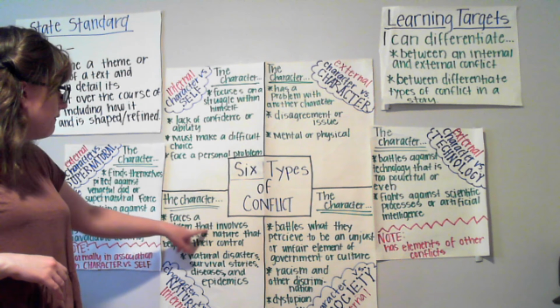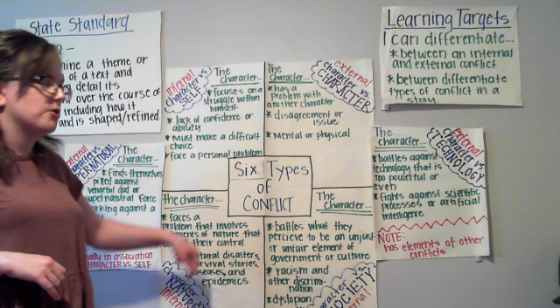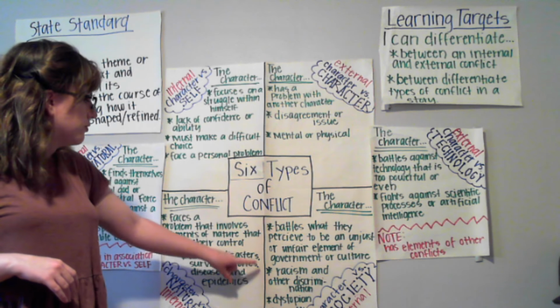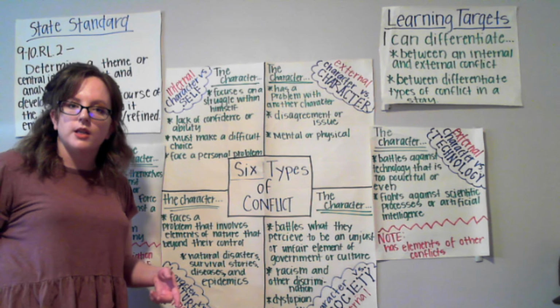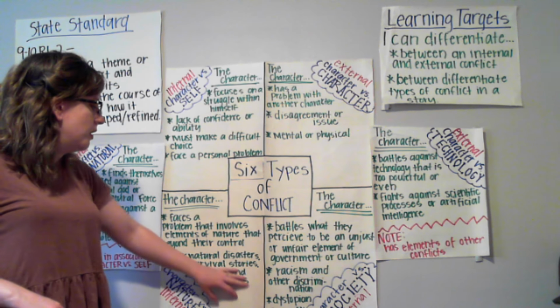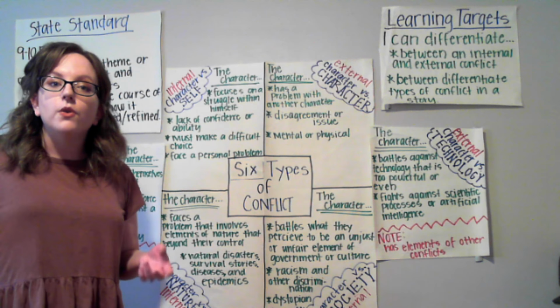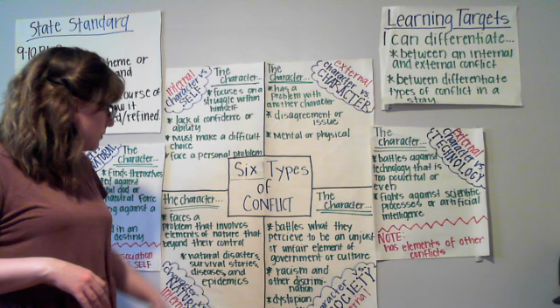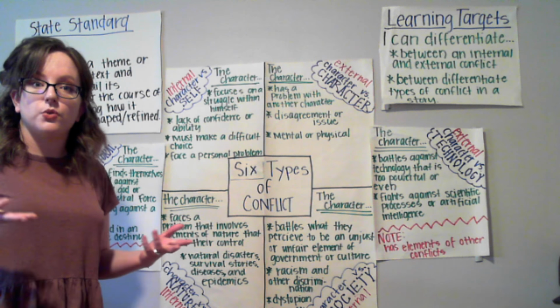So the character is going to face a problem that involves elements of nature. So think natural disasters like hurricanes, tornadoes, survival stories like the guy that had to cut off his leg to get out from under the rock, diseases and epidemics. So anyone that writes a story in the future about what we're experiencing with the coronavirus and this pandemic, that would count as a character versus nature type of story.